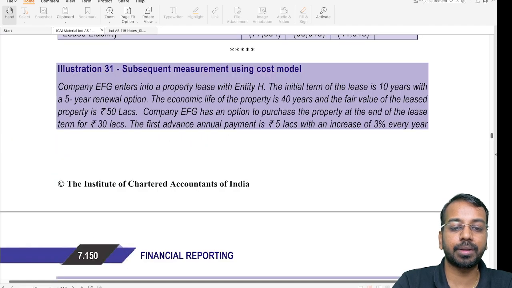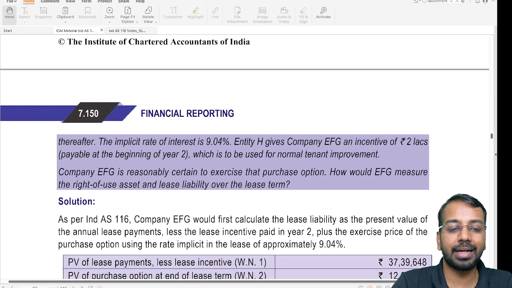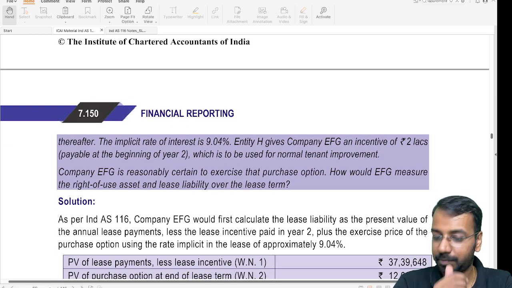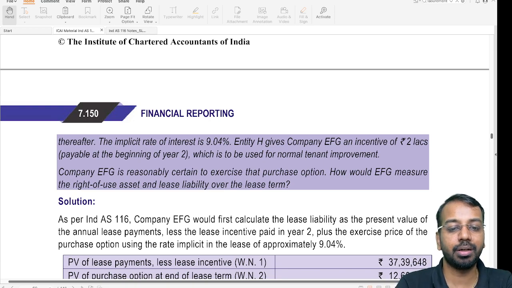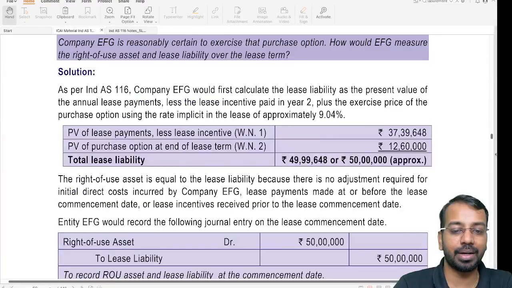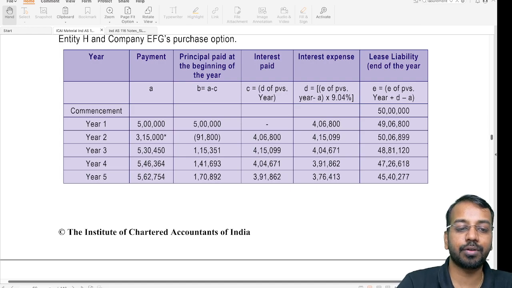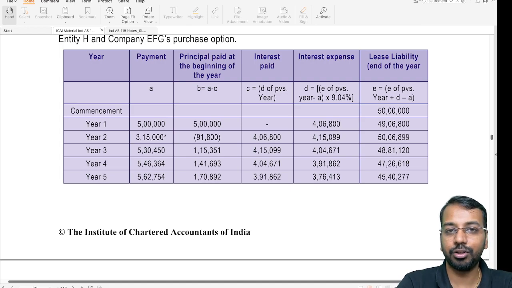So illustration number 31, you can do it on your own. If you have any doubt, you can let me know. We will solve it in tomorrow's class, or we'll clarify your doubt in tomorrow's session. Now here, this lease incentive is payable at the beginning of year 2, so that you will reduce it from the lease liability. Whatever is payable at the end of year 2, you will reduce it from the lease liability, and you will calculate the amounts accordingly.